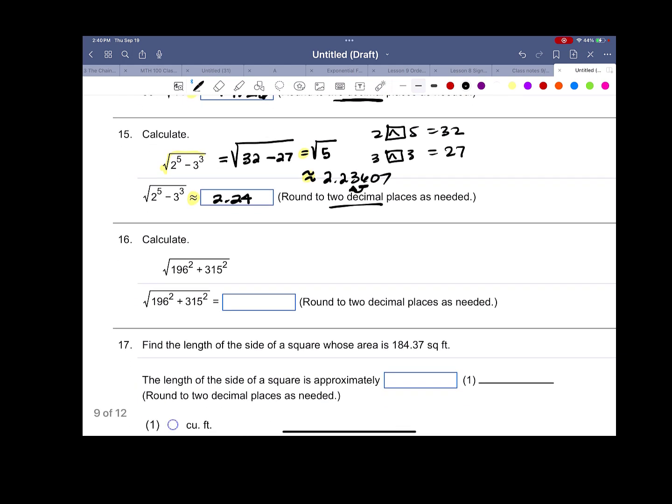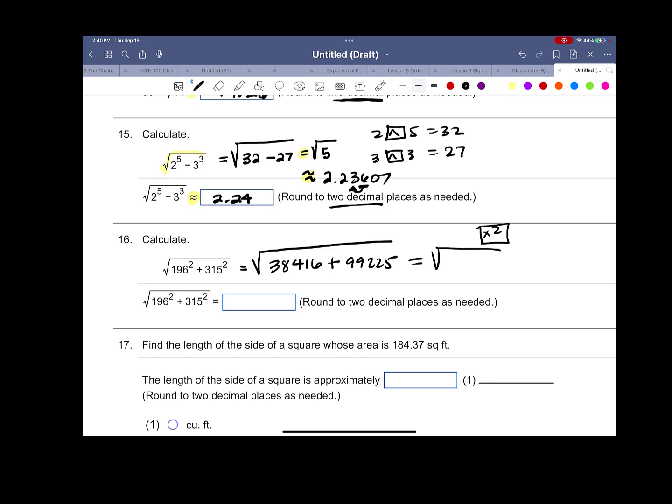Number 16, same thing here. We've got exponents inside of a grouping symbol. We have to do the grouping symbol first. This is going to be some big numbers this time. 196 x squared. I'm using the x squared key because, look, that's to the second power. So that's 38,416, plus 315 x squared button, 99,225. Now, I've got to add before I take the square root.